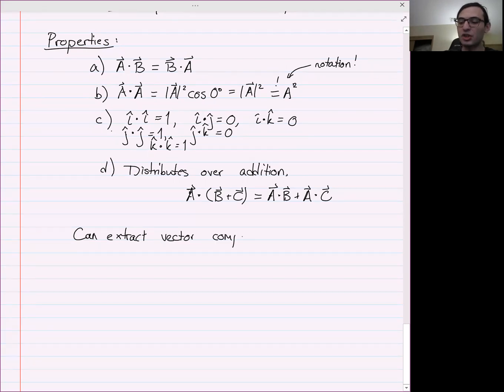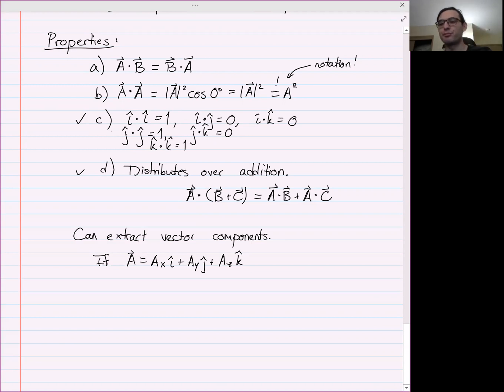And the reason we can do that is because of this property, or property C and property D. So let's say that A is Ax in the i hat direction plus Ay in the j hat direction plus Az in the k hat direction, right? That's fine. It's just some vector with some components in those directions.